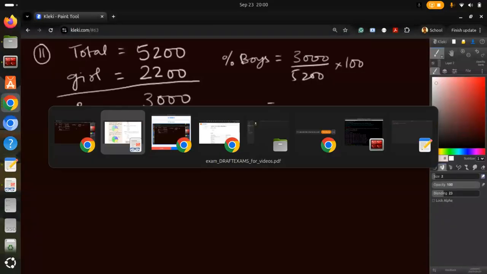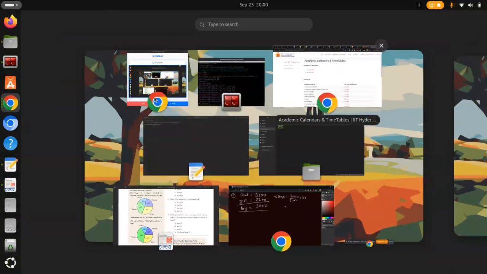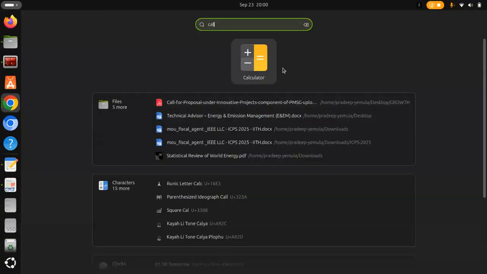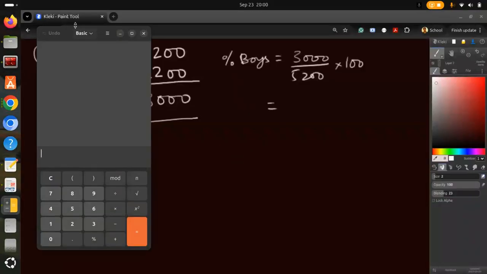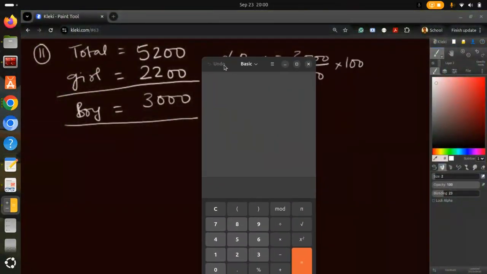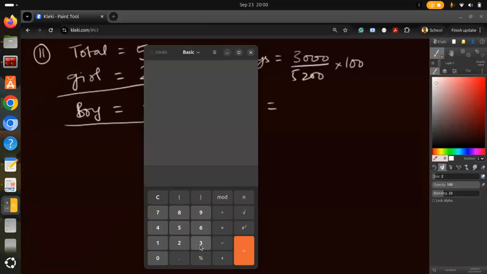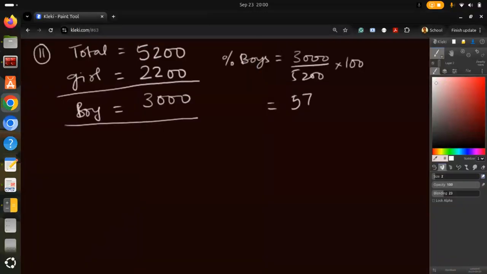So let's do that. I'll use the calculator. So this is my basic calculator app. Here basically I need to do 3000 divided by 5200, or simply I'll divide by 52, so I'll directly get the percentage value. Which is 57.6923. So 57.69 percent. Whether that is there in one of the options, let's check.